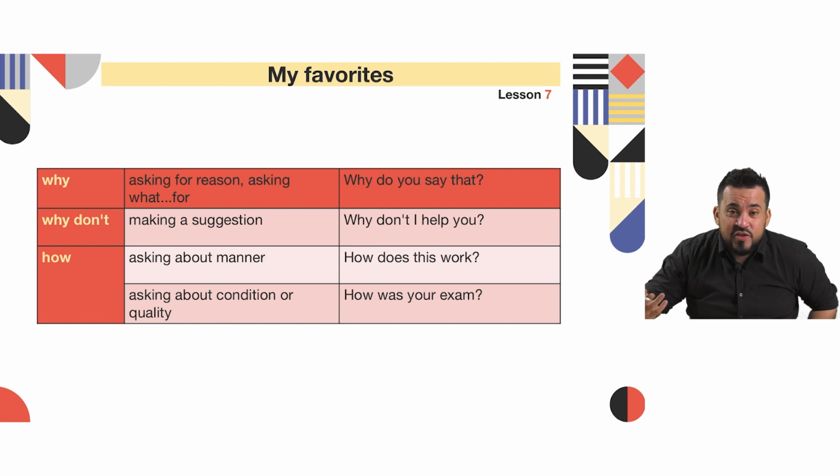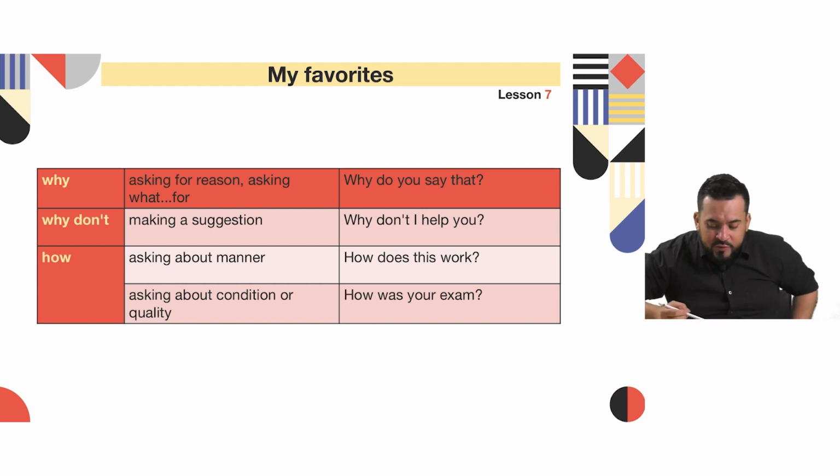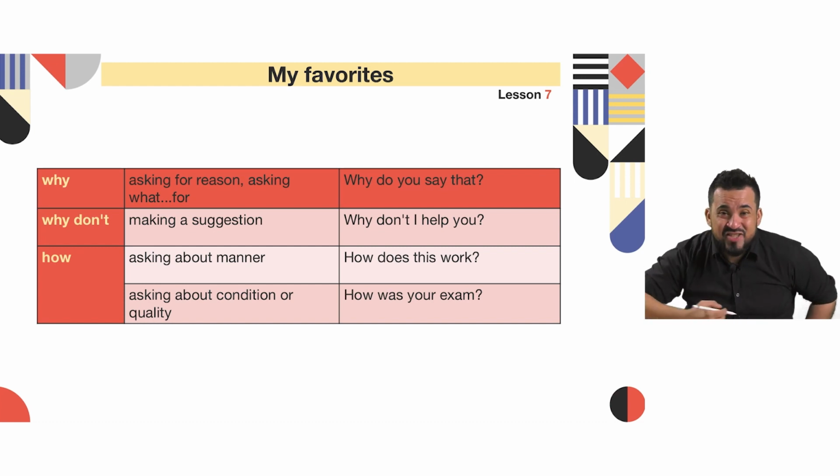Why is to ask for a reason. It's similar to what for, to ask for a reason. Why do you say that? It means I want to know the reason why you said that. Why don't is used to make a suggestion. Why don't you go to the restaurant? Why don't I help you?